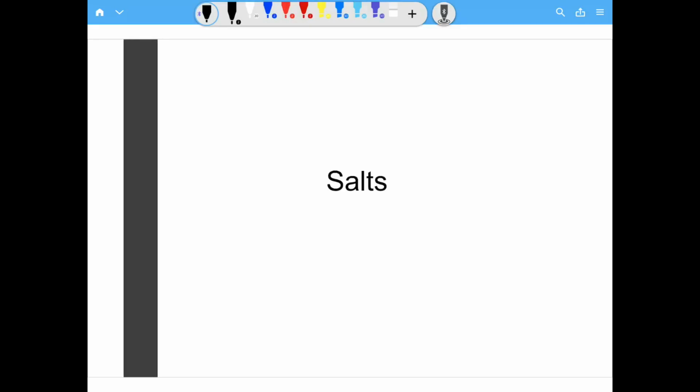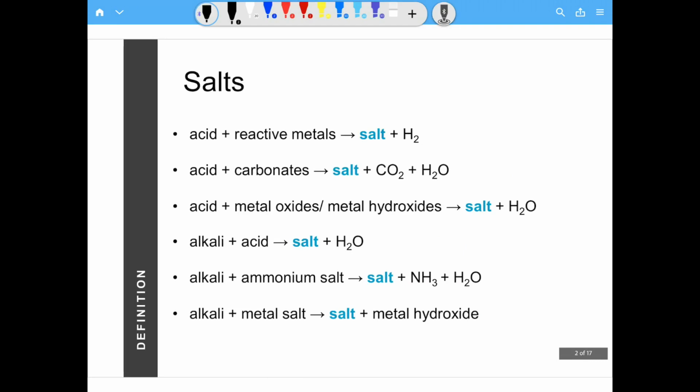Okay, in this lesson we're going to look at the topic of salts, and particularly what are salts and the different methods to prepare them. In the previous topic of acids and bases, we have come across the term salts many times.